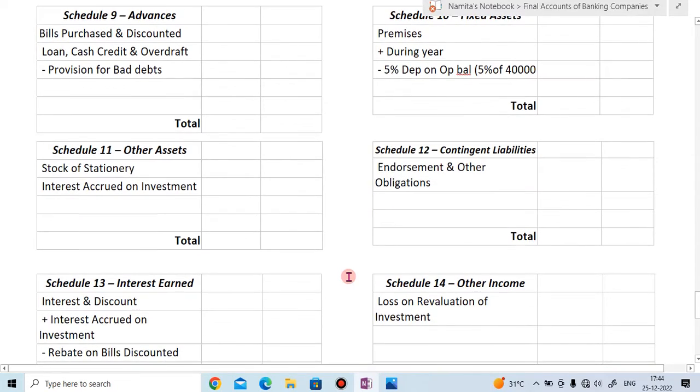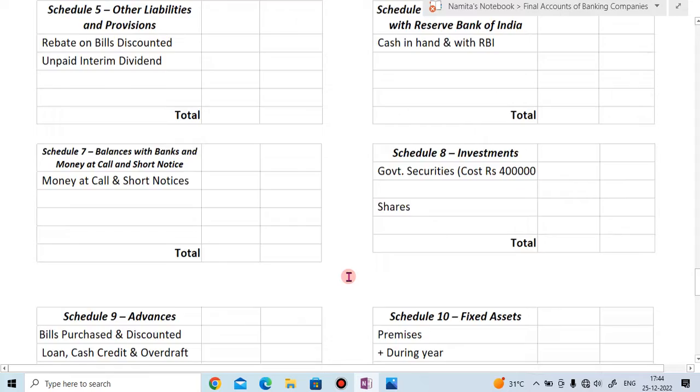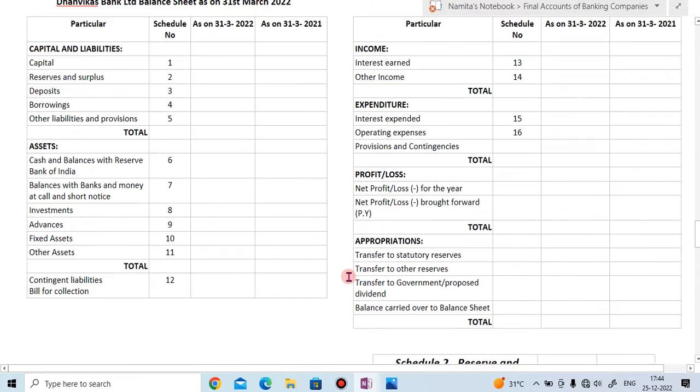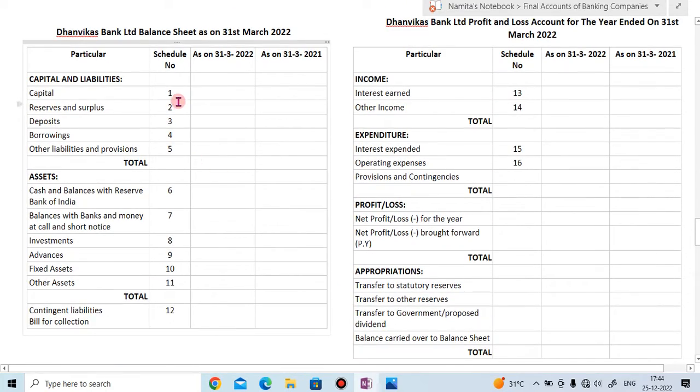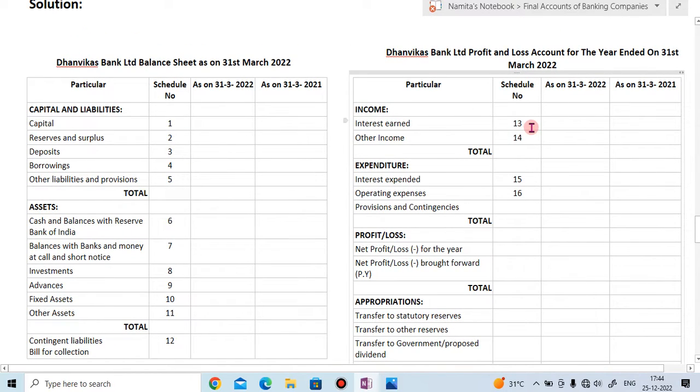So in total, how many schedules are there for the banking company? 16 schedules are there. Okay, so schedules 1 to 5 belong to liabilities, and 6 to 11 belong to assets. Then in the profit and loss account, schedules 13 and 14 belong to the income side, and 15 and 16 belong to the expenditure side. Okay, and there is one separate contingent liabilities schedule, that is schedule number 12. It is separate from the balance sheet.